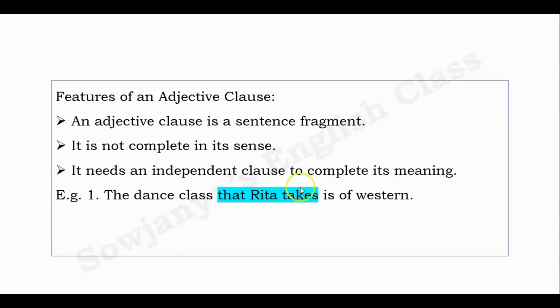Here, that Rita takes is our adjective clause and it is incomplete in its meaning, if you see. If you simply say that Rita takes, people are going to ask you, what? Rita takes what? So it depends on the independent clause. What is an independent clause? The dance class is of Western. That is the independent clause. And now here, the adjective clause is describing which dance class. The dance class that Rita takes is of Western.